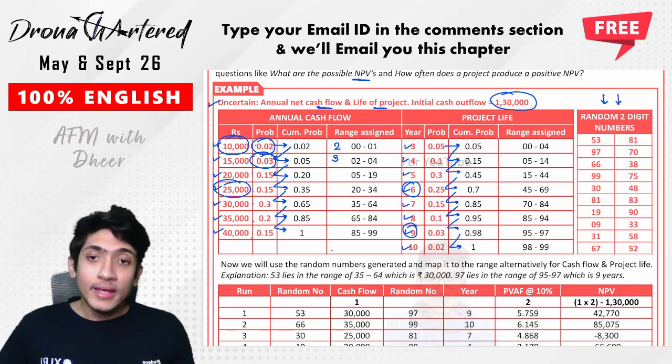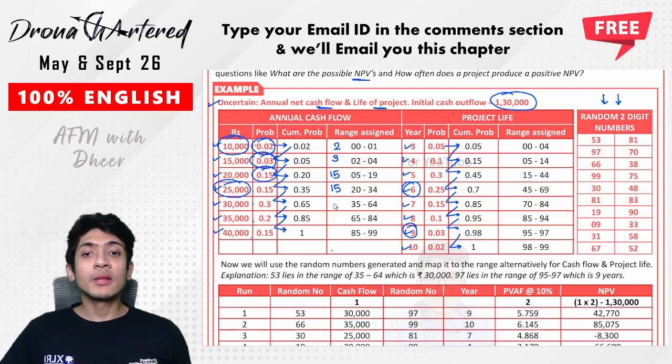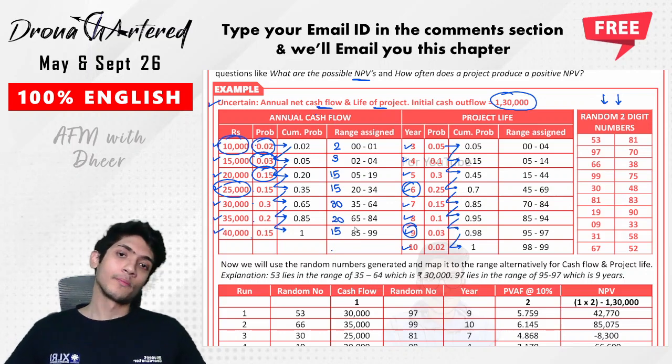Correct? In the next case, the probability is 15, so we will assign them 15 numbers, that is from number 5 to number 19. So we have assigned them 15 numbers here. Similarly, we have assigned them 15 numbers here. We have assigned them 30 numbers here, 20 numbers here, and 15 numbers here.